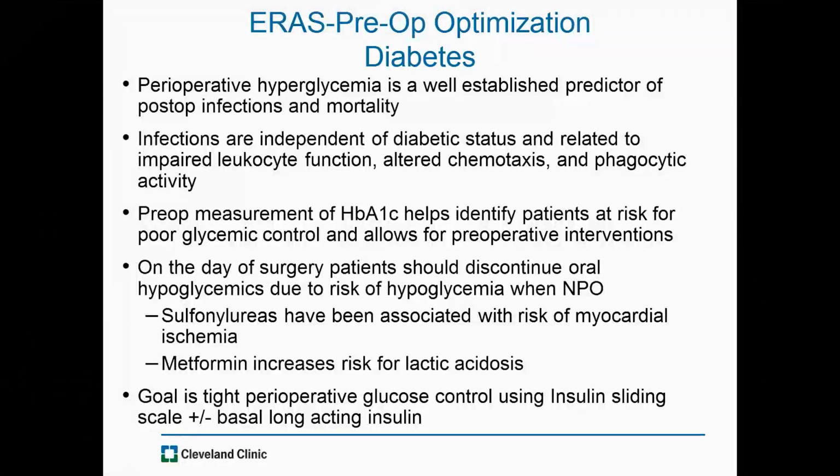On the day of surgery, diabetics should discontinue oral hyperglycemics due to risk of hypoglycemia when NPO, and sulfonylureas have been associated with risk of myocardial ischemia, and those should be discontinued. Similarly, metformin has been shown to have some risk for lactic acidosis, which we don't want to continue in the perioperative phase. And the goal of care for diabetics and non-diabetics really is tight perioperative glucose control using an insulin sliding scale, and in patients who need on top of it a basal long-acting insulin that can be used as well to prevent large fluctuations in perioperative glucose.